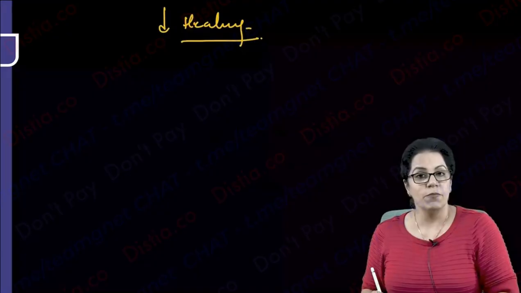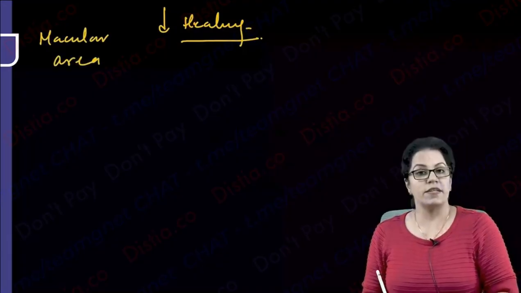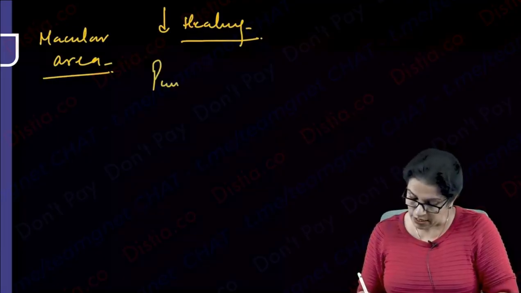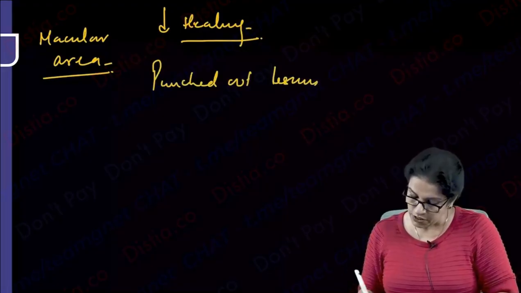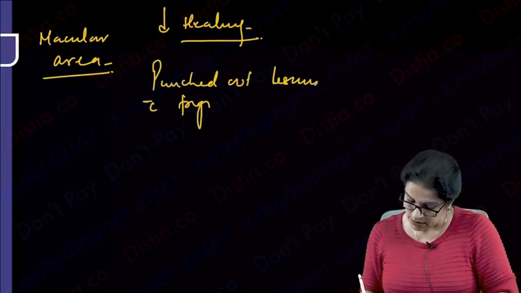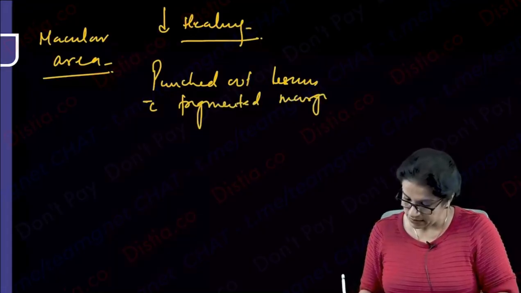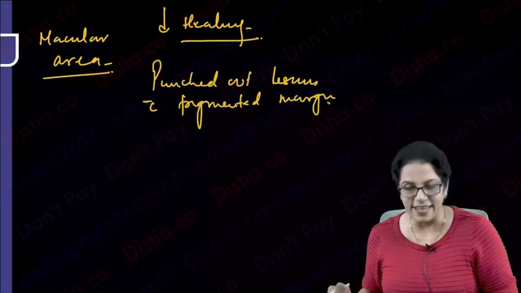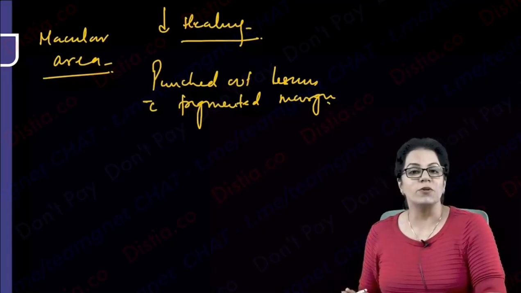On healing, it is another important point. It mainly involves the macular area more, so it will definitely affect the vision. And on healing, there are punched out lesions. I'll show you this, just note down: punched out lesions with pigmented margins, or pigmented punched out lesions. That is equally correct. So these are the two main points we are going to remember about toxoplasmosis.